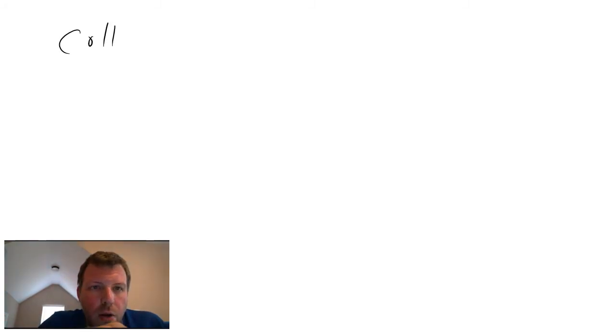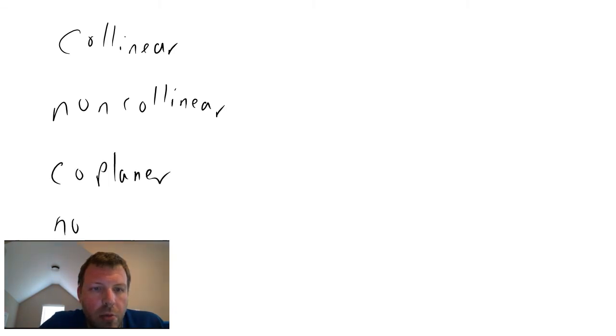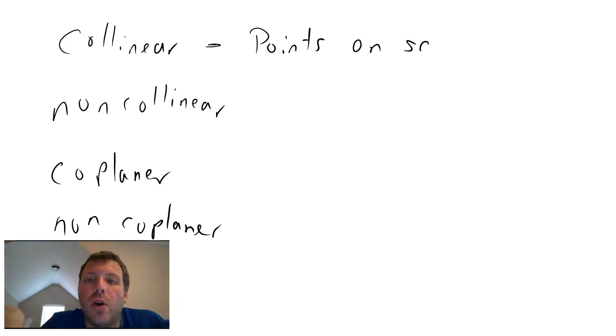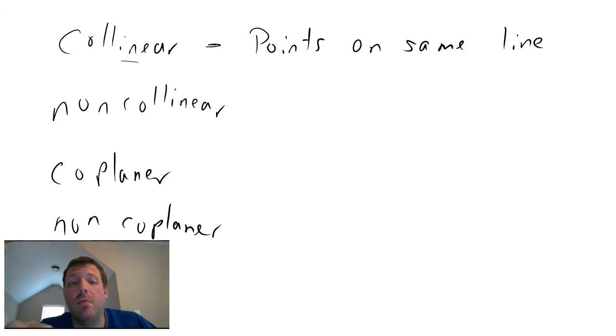All right, so I just wanted to define a couple things too for you, and that is collinear and non-collinear, coplanar, and non-coplanar. All right, so if I see the word collinear, collinear means points that lie on the same plane, or I'm sorry, same line. They're points that lie on the same line. Because see, I see the root word here, line. So collinear means points that are lying on the same line. Non-collinear would be points that are not on the same line.